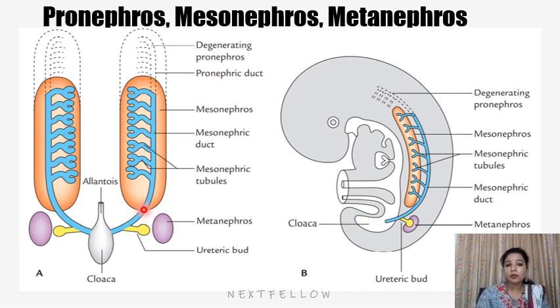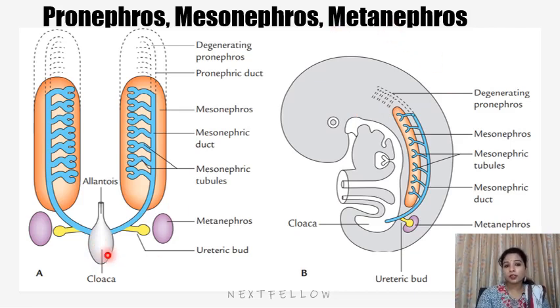vestigial, and part of the mesonephric duct gets absorbed into the urinary bladder, forming the internal trigone of the urinary bladder, and also forms the proximal dorsal part of the urethra. So that is about the mesonephros.